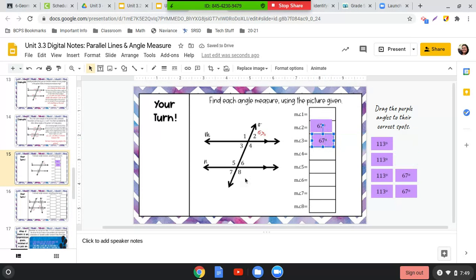Well, we can come down here to our bottom cluster, and we know that 6 is going to be an acute angle because it doesn't have a wide mouth. So another acute angle is going to be 67 degrees. And let's find our other acute angle down here on this bottom cluster. Well, 7 is our other acute angle, so it's going to be 67 degrees.